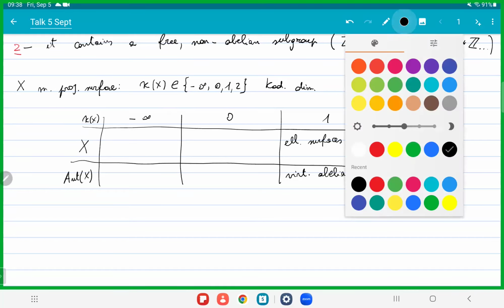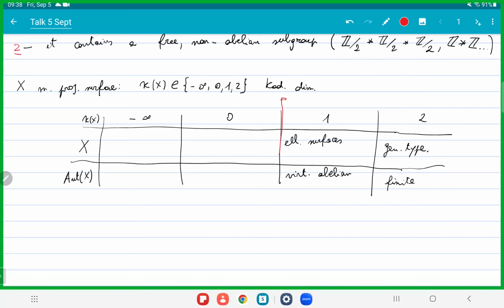This is just to say that this side of the table consists of the easy automorphism groups. The left-hand side is much more complicated. For instance, in Kodaira dimension minus infinity, we have P2. We have things that are birational to P1 times a curve. And here the automorphism groups are pretty complicated. Already for P2, we have PGL3. These are very complicated groups.